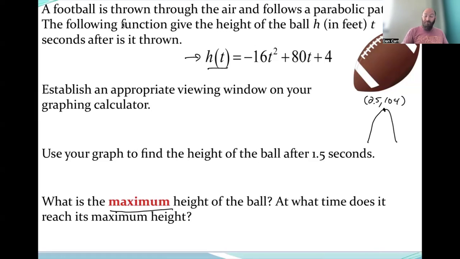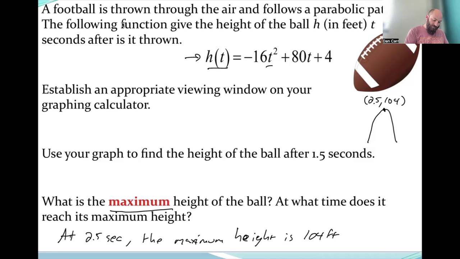Height was in feet. T is in seconds. So if I answer these two questions here, I would say at 2.5 seconds, the maximum height is 104 feet. That's my vertex right there. I'm just interpreting it into the problem.